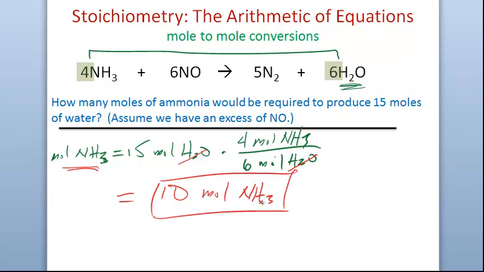It's really just that simple. If you're getting a feel for what we're doing here, you, my friend, you're in the stoichiometry zone. You're doing fine. 10 moles of ammonia. I'm going to stop the video here. There is one more problem that I'd like to demonstrate, and I'll do that on the next video.